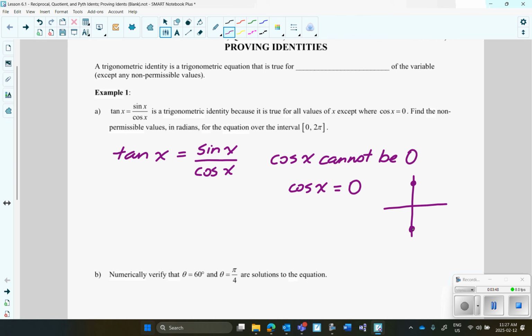So therefore, I would say the non-permissible values, this is the long way to write it, are pi over 2 and 3 pi over 2. So you could write it like that. Or you could write it like this. X cannot equal pi over 2 and 3 pi over 2.